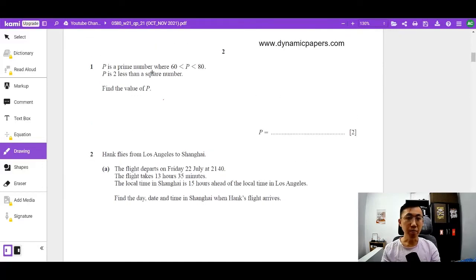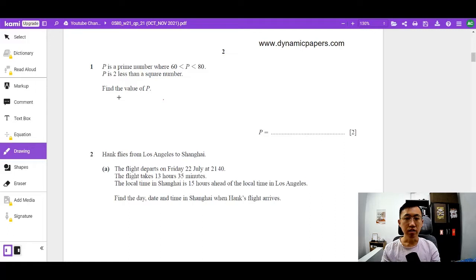P is a prime number where P is larger than 60 and is less than 80. Okay, that's how you translate this. And also to take note, P is 2 less than a square number. Find the value of P. Okay, so we have to calculate the number for P. So we have to find out all the prime numbers first.